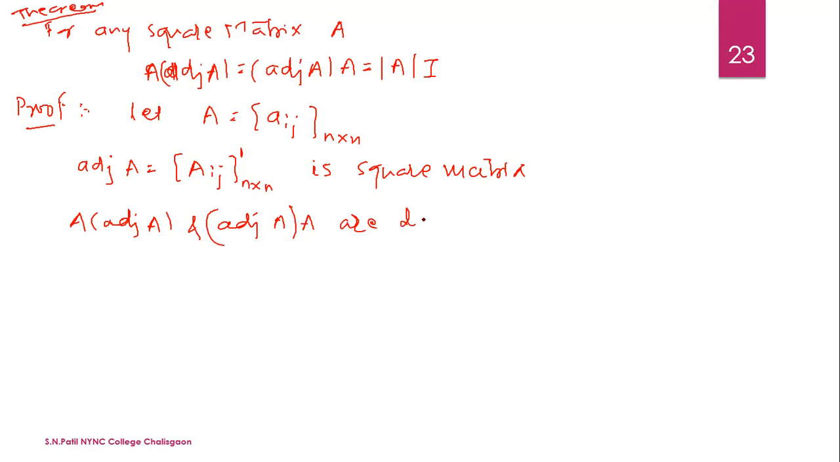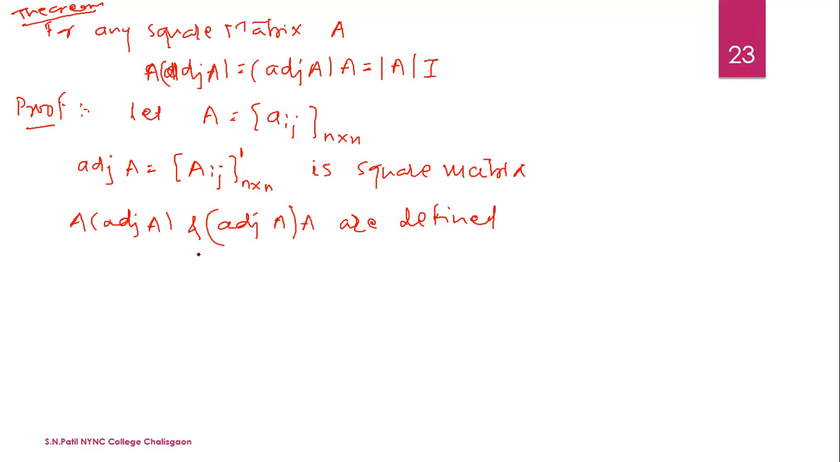Why is this product defined? We consider the matrix having order n by n, and the adjoint of the matrix whose order is n by n. See the rule of multiplication: the number of columns of the first matrix must be the same as the number of rows of the second matrix. Then multiplication is possible. That's why we write A into adjoint and adjoint into A, which are different.